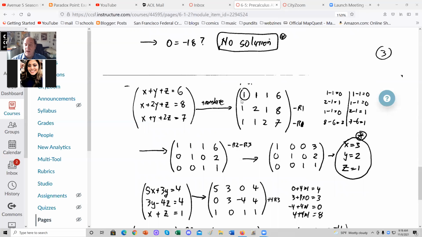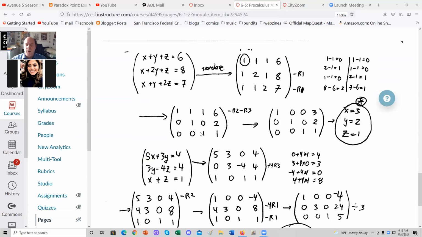Okay, we'll pivot on this entry here. So eliminate this one here by subtracting row 1 from row 2. Eliminate this one here by subtracting row 1 from row 3. And after the appropriate subtractions, we get 1, 1, 1, 6, 0, 1, 0, 2, 0, 0, 1, 1.